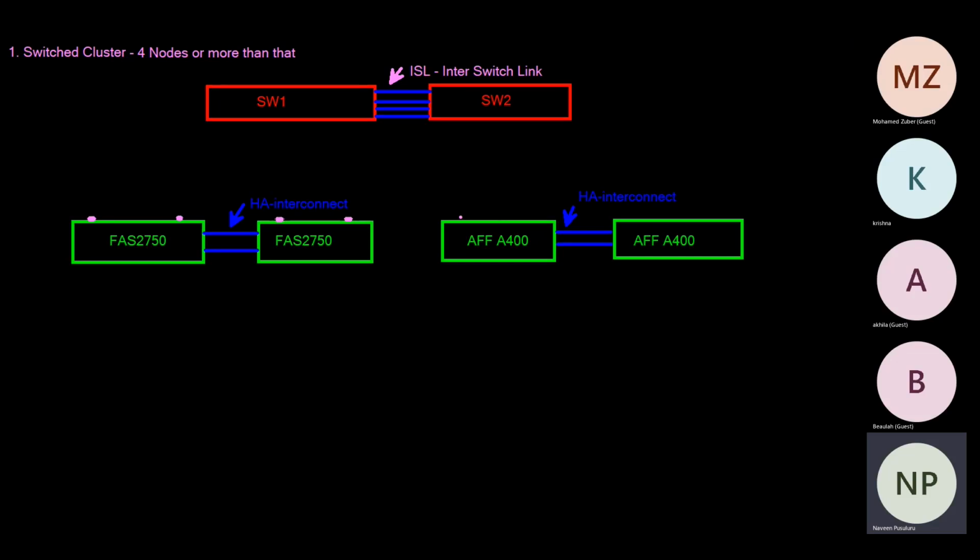Same thing here. This also will have 10 GB ports, but this model will have 4 10 GB ports. That is the reason I specifically mentioned AFF A400. This will have 4 10 GB ports.